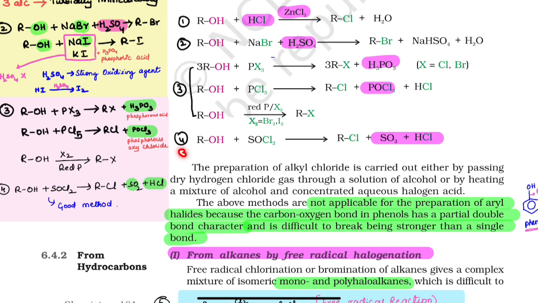So this is one good method. If they ask which is a good method to form haloalkane, this will be one good method. Why? Because these two byproducts formed are gases, which can be liberated, and we are going to get the haloalkane. SO2 is a gas and HCl is also a gas, which will go out. So you will get this as the product.